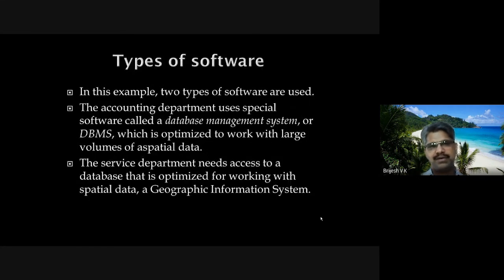So in this example, we have seen two types of data or two types of software required. One is for the accounting department, they use special software called a database management system or DBMS, which is optimized to work with large volumes of data. That is the information, their name, their scheme, what is their bill, what is the due date, that kind of part. Whereas the service department needs access to a database that is optimized for working with spatial data, a geographic information system.